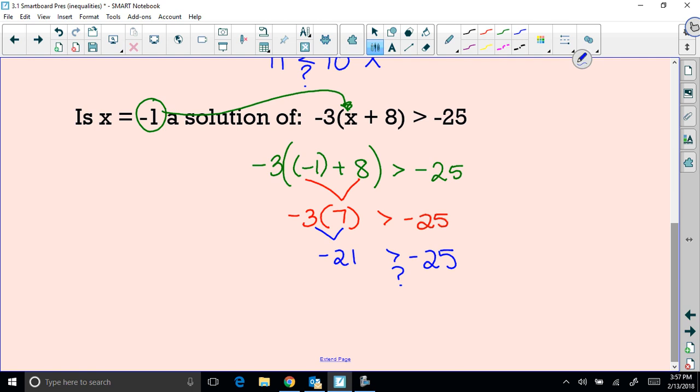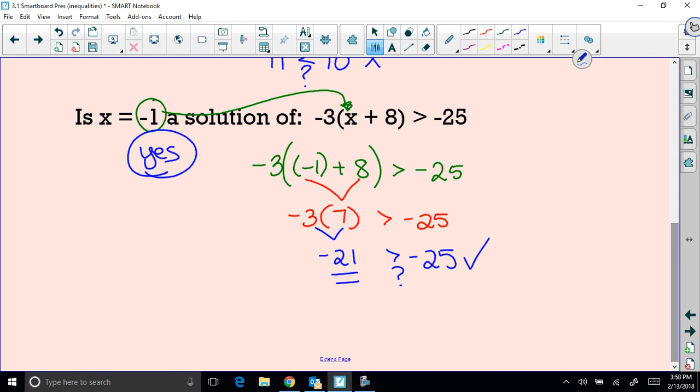So again, in the negatives, the question is, if it says bigger, which greater than means bigger, does that sit closer to 0? It does, which means it's bigger. So is negative 1 a solution? Yes, because that inequality worked out in the end.